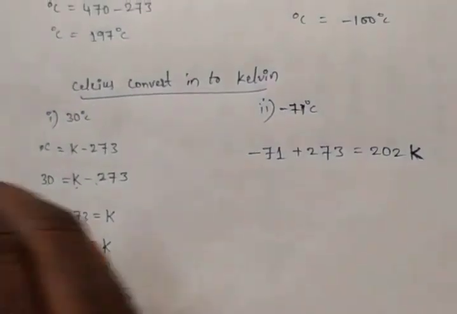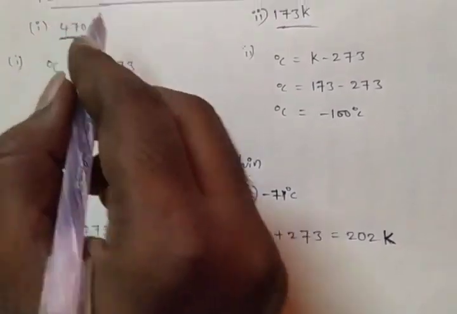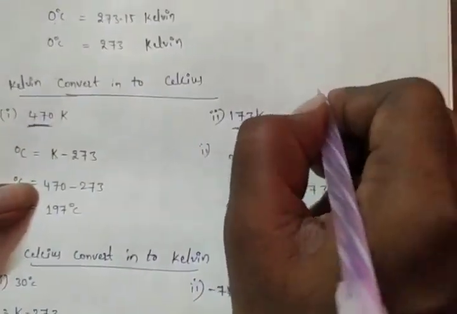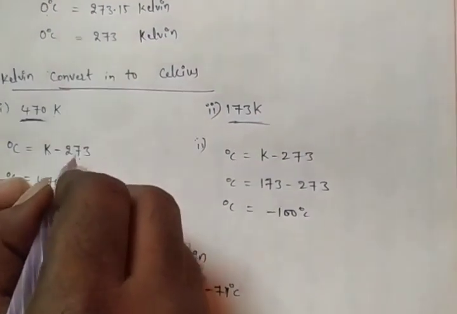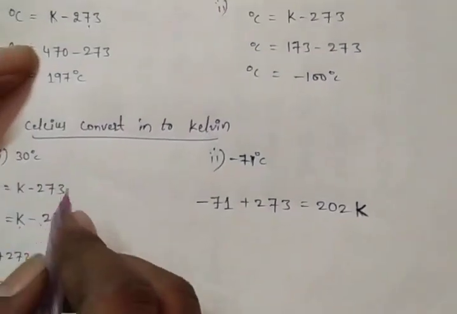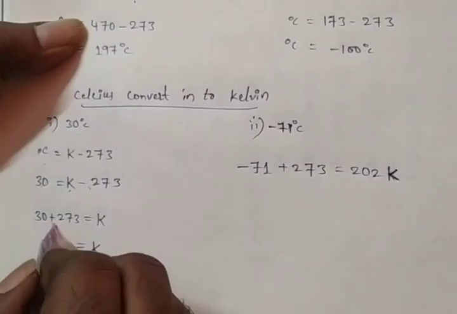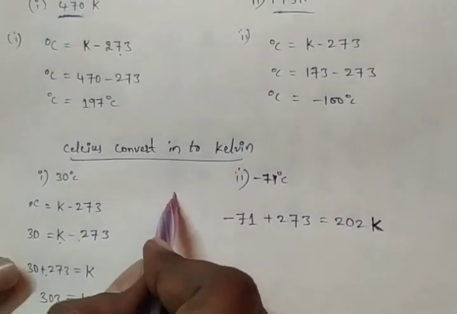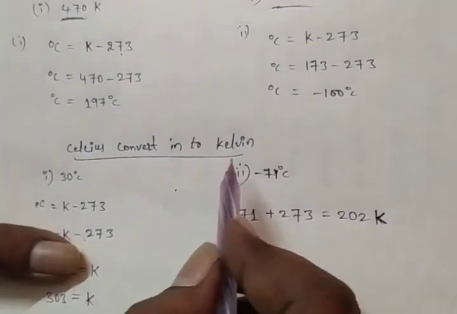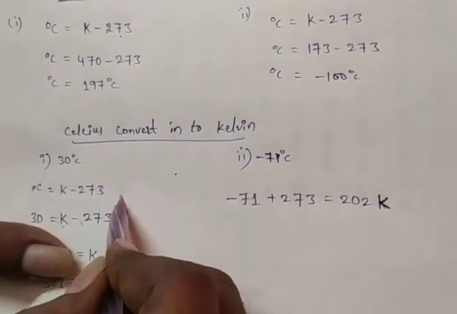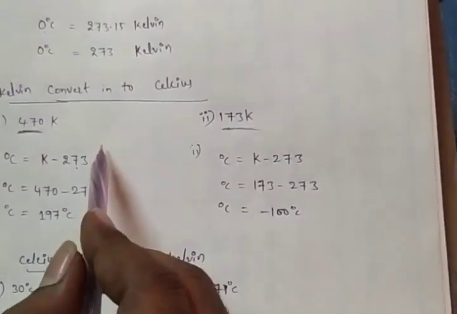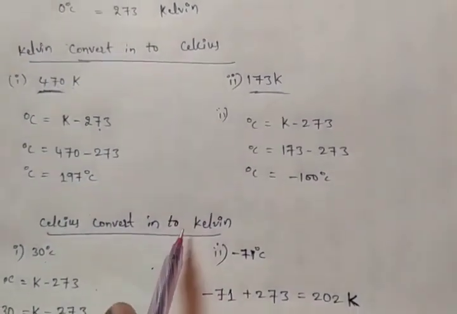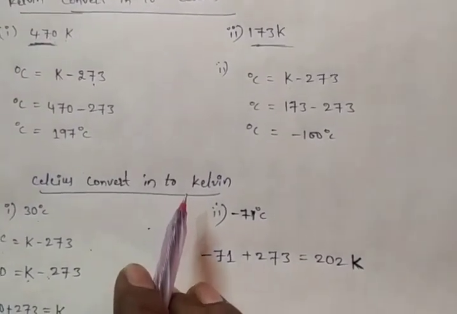Here you only need to remember one simple thing. If they give Kelvin, you subtract 273. If they give degree Celsius, you add 273. Celsius to Kelvin means plus 273. Kelvin to Celsius means minus 273. One is plus 273, the other is minus 273. Okay, thank you.